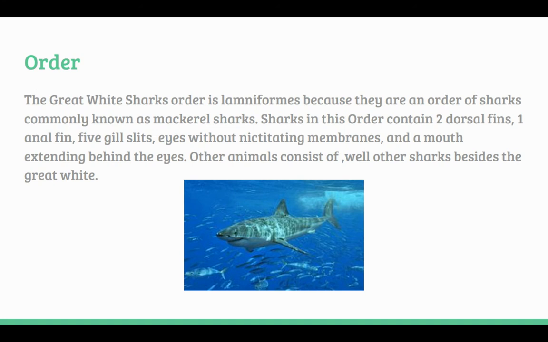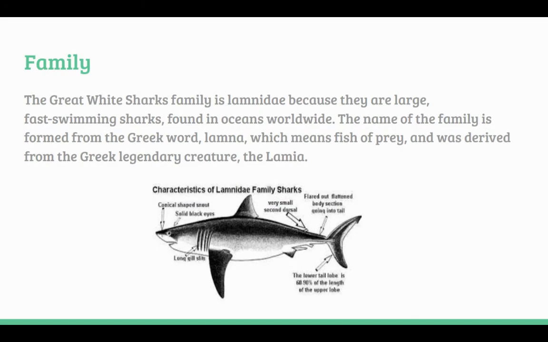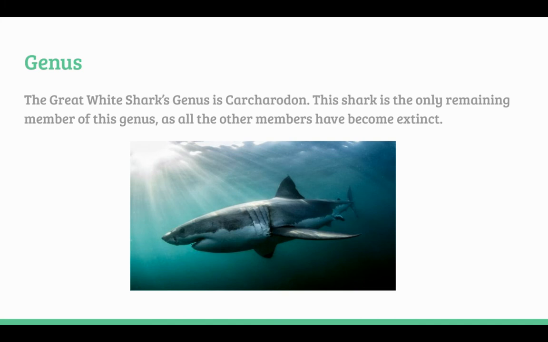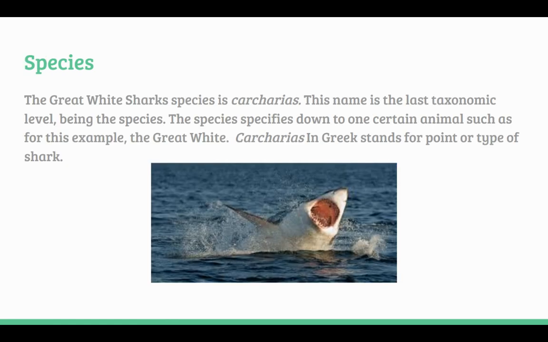And then the order, Lamniformes, family, Lamnidae, because they're large, fast-swimming sharks found in oceans worldwide. So now we're getting more and more specific. The genus is Carcharodon. This shark is the only remaining member of this genus, as all other members have become extinct. Like the Megalodon probably would have been in this genus as well. And then the species is Carcharias, and it's the last taxonomic level. The species specifies down to one certain animal, such as, for this example, the great white. Carcharias in Greek stands for point or type of shark.